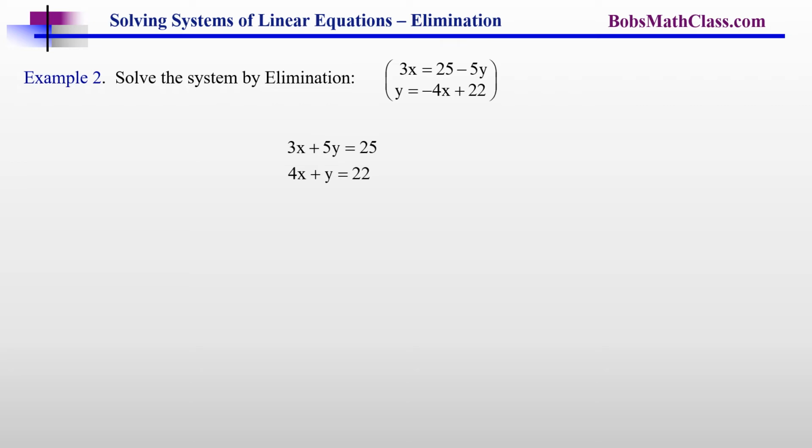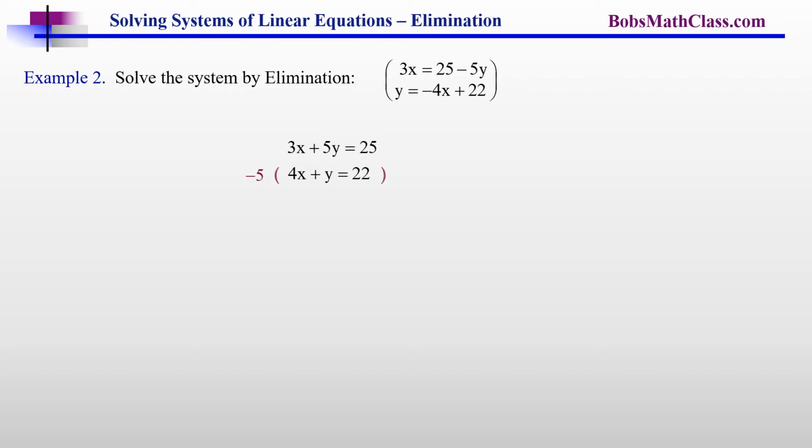Okay, what are we going to get rid of? X or y? If we get rid of x, LCM for 3 and 4 would be 12. So we would have to multiply both rows by a number. You would have to multiply the top row by 4 and then the bottom row by negative 3. You can multiply the top row by a negative and the bottom row by a positive if you want. If we want to get rid of the y's, all we need to do is multiply the bottom row by negative 5. Let's do that.